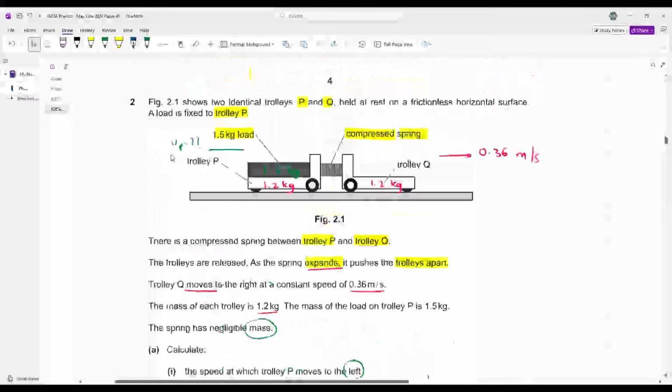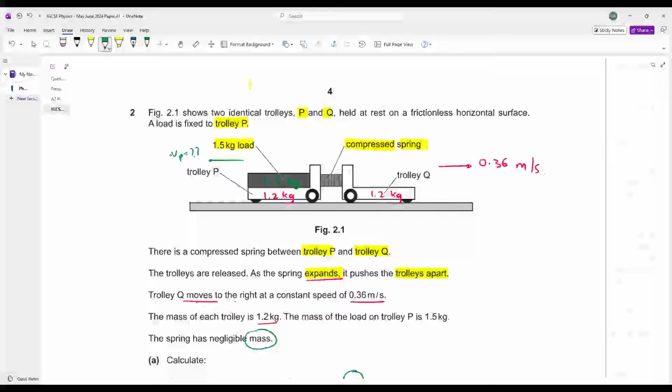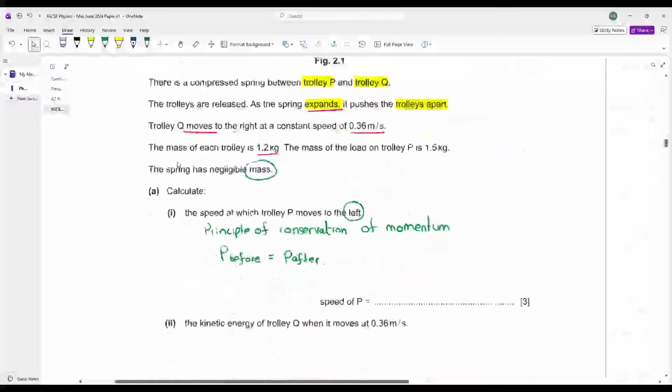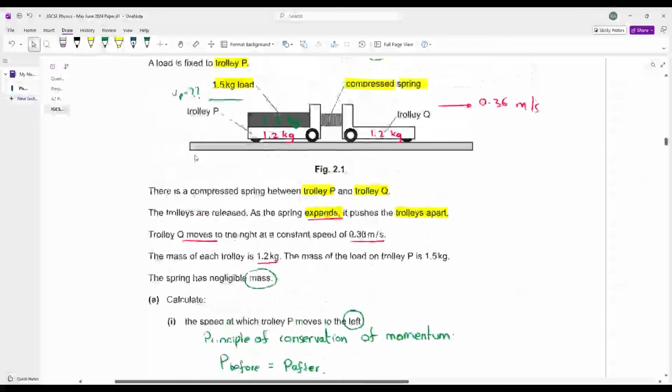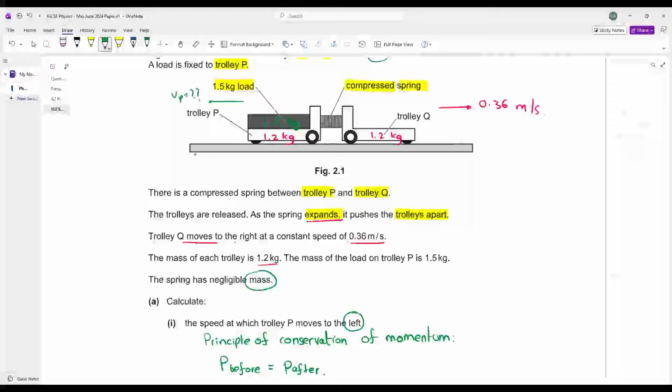If you humbly realize, initially both the trolleys are at rest. बेटा बिफोर कोलिजन या बिफोर एक्सपेंशन बोथ द ट्रॉलीज आर एट रेस्ट. दोनों की इनिशियल वेलोसिटी जीरो हो गई. If the initial velocity is zero, the total momentum before will be zero. How will you calculate total momentum after? You can see that trolley Q is moving towards the right with a velocity of 0.36. Velocities towards the right can be taken as positive.